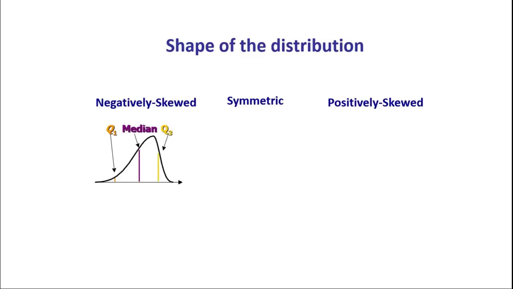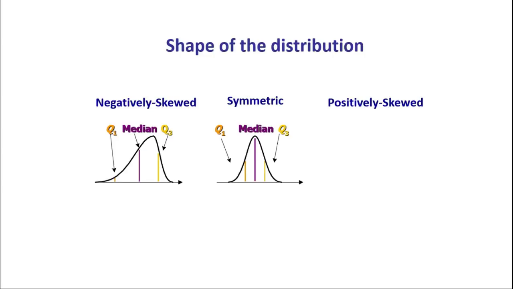So, shapes of distributions. If the median is to the left of the mean, then it's got a negative skew. If the median and the mean are on top of each other, coincident, then it is symmetrical. And you'll find that Q1 and Q3 are at an equal distance either side of the median and the mean.